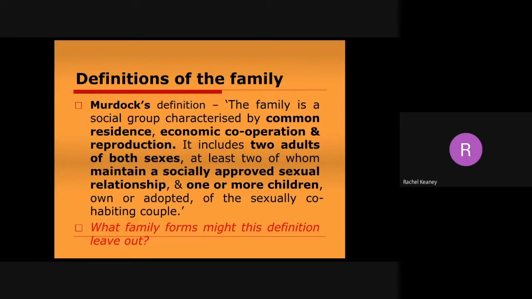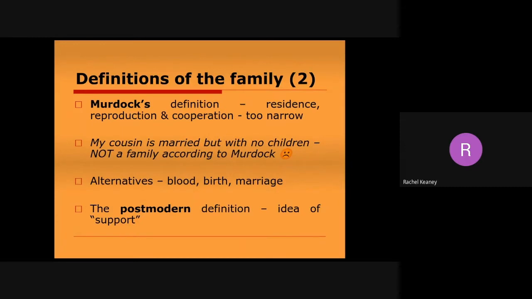So we can see then that it's very narrow. So the idea of living together, reproduction, and cooperation, this is actually too narrow. So this is a criticism of Murdoch's idea.